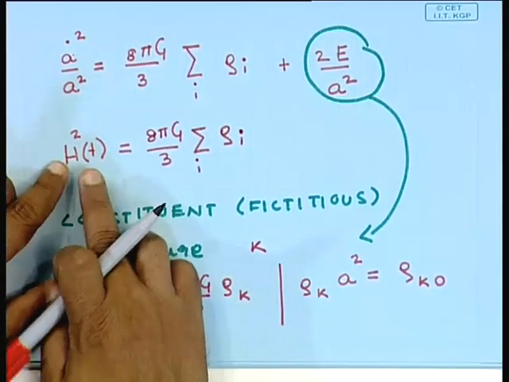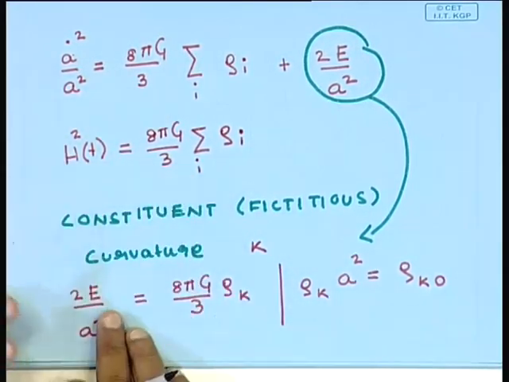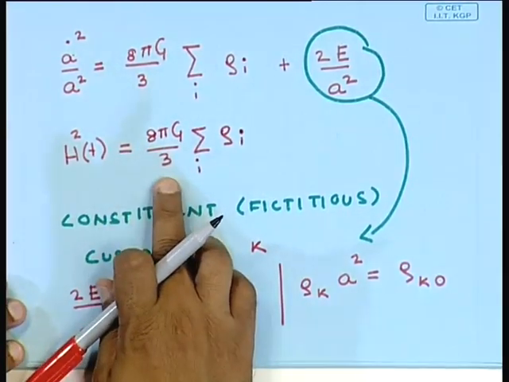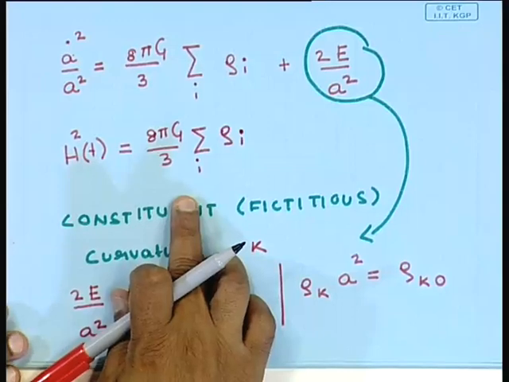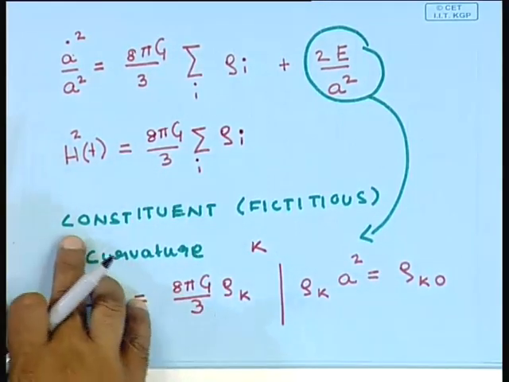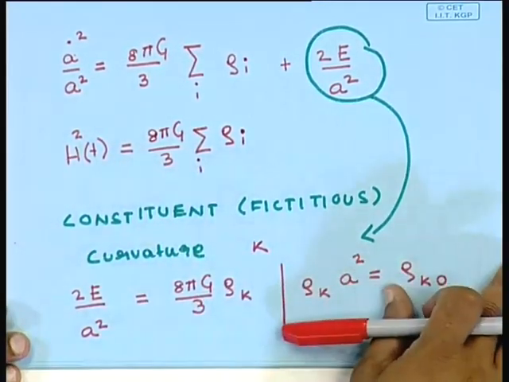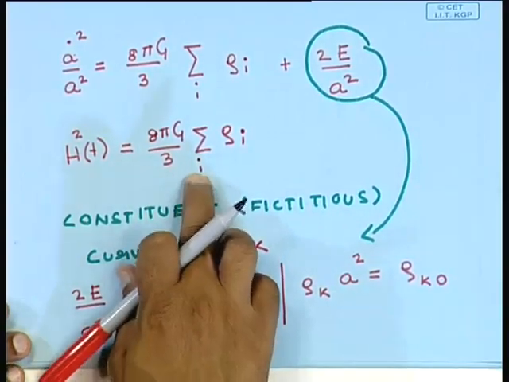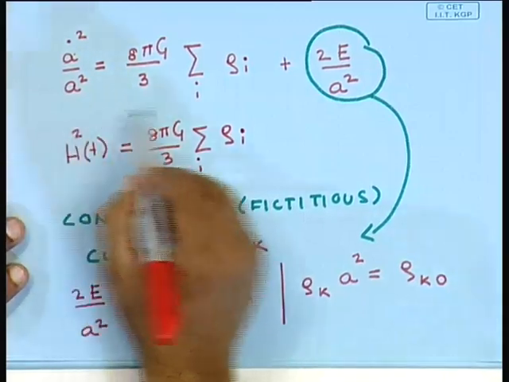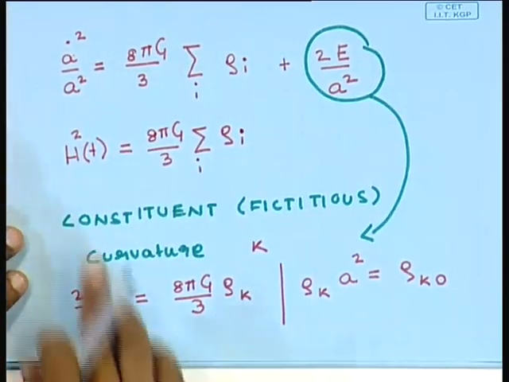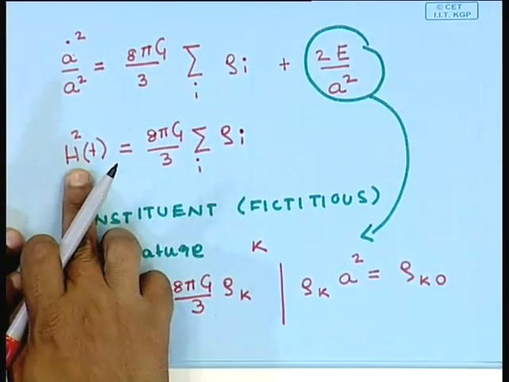So, we have this expression for the Hubble parameter: it is 8 pi G by 3 into the sum of all the densities of the different components in the universe, plus the contribution from the curvature component, which has now been included as an extra component in the density. So, we have this very simple equation for the Hubble parameter which governs the expansion of the universe.